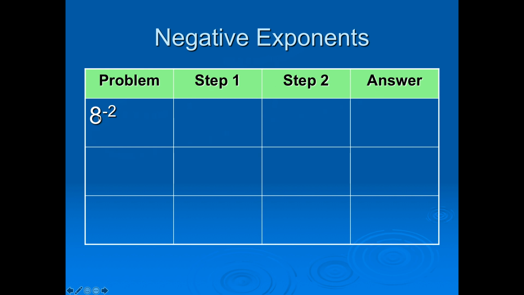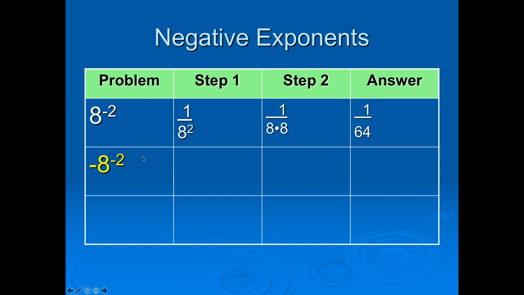So 8 to the negative second power. When you have a negative in the exponent, what you want to do is make it positive. We're going to take the reciprocal of that and put a 1 in the numerator. So 1 over 8 to the second power. As soon as you move the exponent into the denominator of the fraction, it becomes positive. Then our second step would be to work out this exponent. So 1 over 8 times 8, which would be 1 over 64.